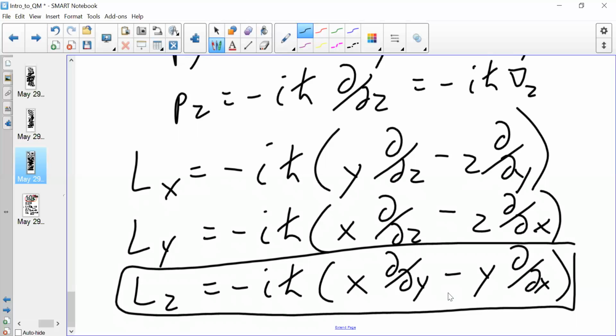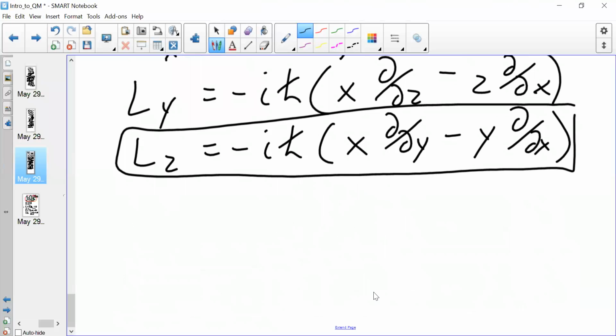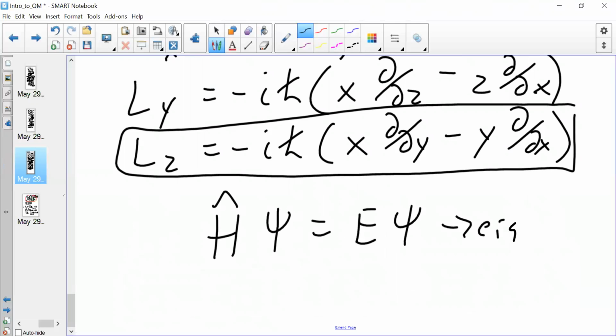And so what we need to do before that is get a full eigenvalue equation for Lz, for the angular momentum along the z-axis. And that's very similar to what we derived in the previous video, where I had H psi equals E psi. That's a full eigenvalue equation. So we're going to get an equivalent one for the angular momentum along the z-axis.